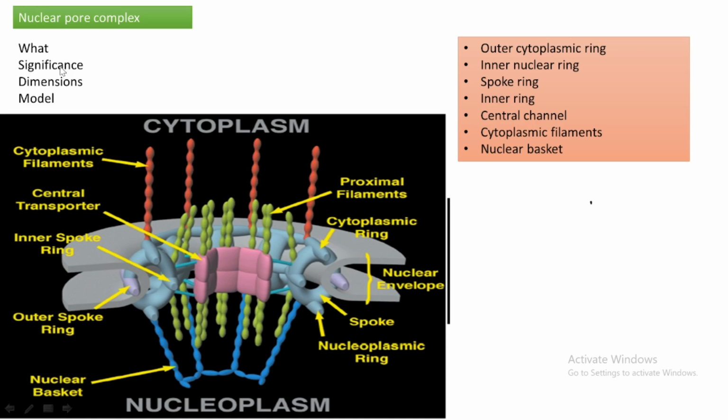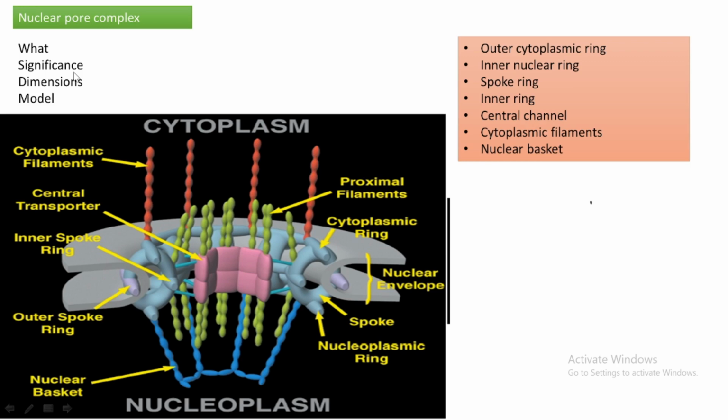Okay. Now what is the significance of this complex? It's very easy. We can clearly guess that. What is the role? As it is a hole, it helps for exporting and importing materials from nucleus to outside and also from outside towards the nucleus. That is the significance. Can you give some examples for those substances that are imported to the nucleus? Importing means carrying from cytoplasm towards the nucleus. Which substances? Some examples.